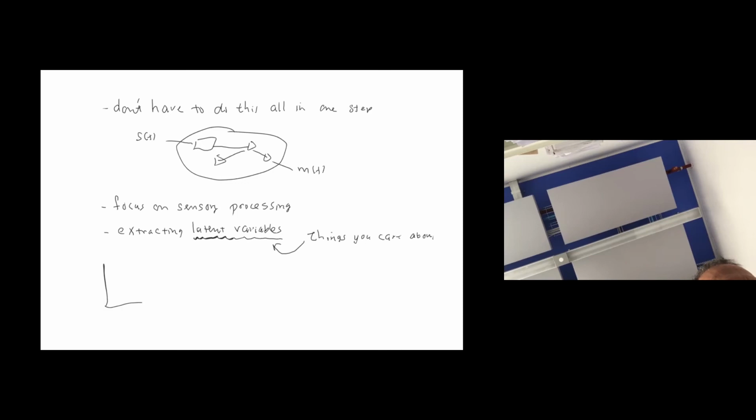So if you think of an image, it's just a bunch of pixels, right? You don't care about the pixels. You care about, this is the house, it's got a window. So these are latent variables.